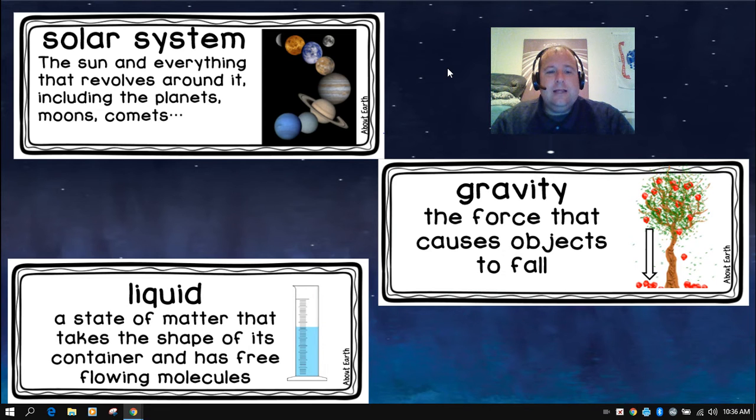Liquid, a state of matter that takes the shape of its container and has free-flowing molecules. What type of liquid do you already know or are familiar with? Water. That's right. That's a liquid. Kool-Aid, liquid. Milk, liquid. Good.